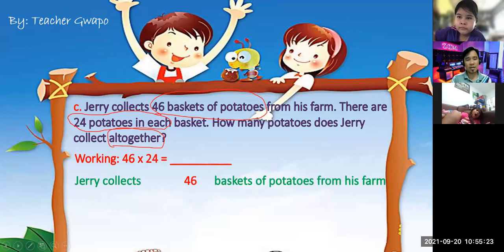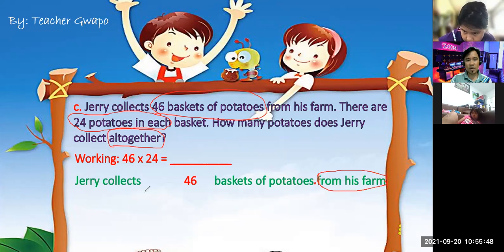And then we write here that Jerry collects 46 baskets of potatoes from his farm. Or up to here only, it's okay. If you will not write the rest because it's quite long already, you stop here. It's okay for me, no problem. Just write there Jerry collects 46 baskets of potatoes, so that it's not very long for you to write your answer.